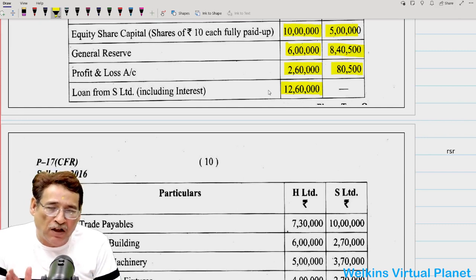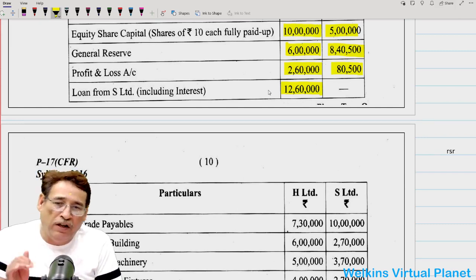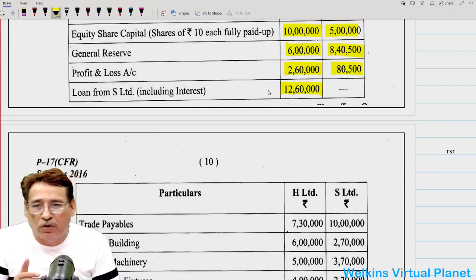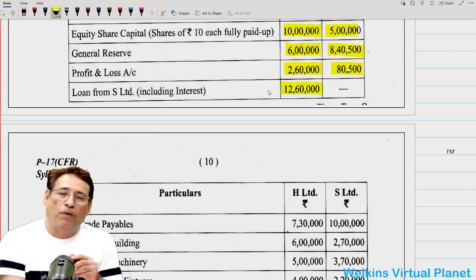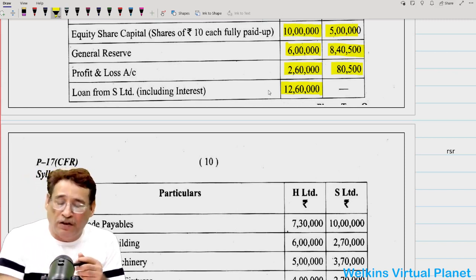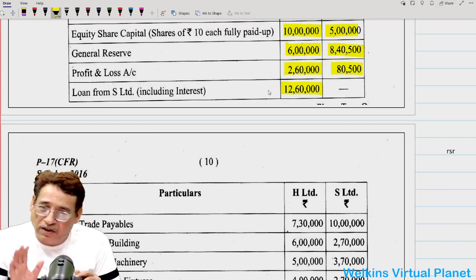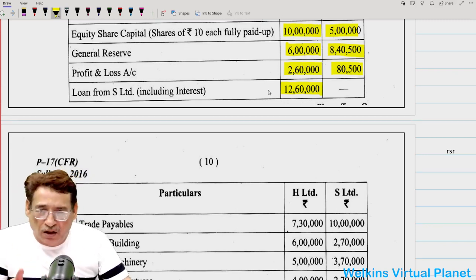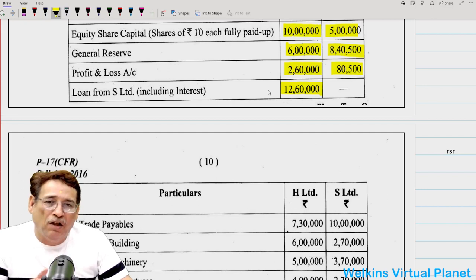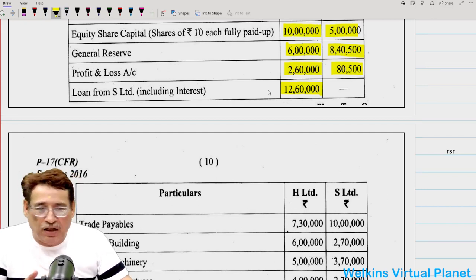That means the holding company has done the entry for interest due because they have taken the loan. So they must have passed the entry: profit and loss account debit, interest account debit, to loan from S Limited. They must have passed this entry in their books. But in the books of subsidiary company, this loan amount is represented at 11,20,000. So that means subsidiary company hasn't done the entry yet.